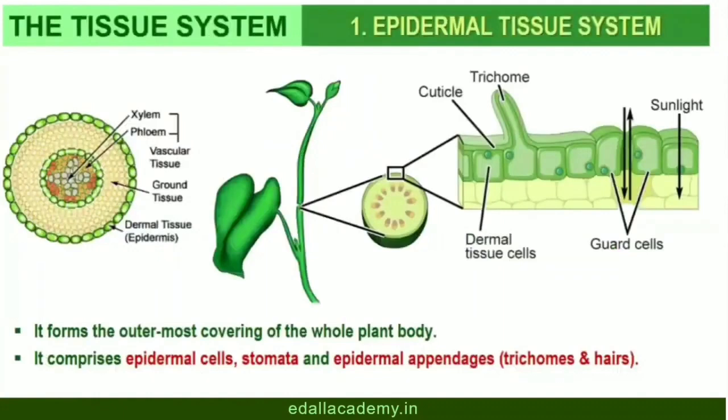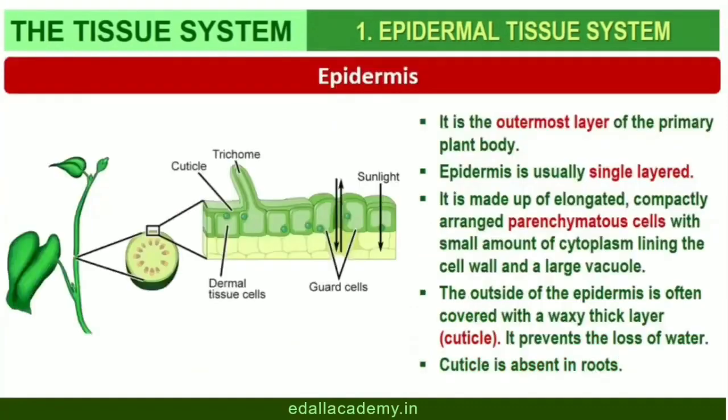Let's begin with epidermal tissue system. The epidermal tissue system forms the outermost covering of the whole plant body and comprises epidermal cells, stomata, and the epidermal appendages, the trichomes and hairs. The epidermis is the outermost layer of the primary plant body. It is made up of elongated, compactly arranged cells, which form a continuous layer. Epidermis is usually single-layered. Epidermal cells are parenchymatous with a small amount of cytoplasm lining the cell wall and a large vacuole. The outside of the epidermis is often covered with a waxy thick layer called the cuticle, which prevents the loss of water. Cuticle is absent in roots.